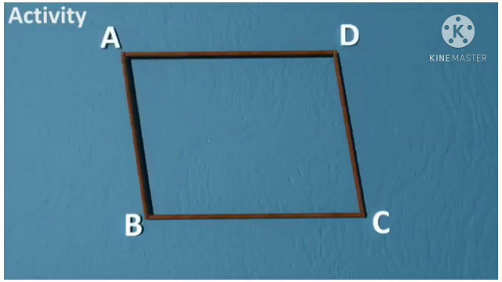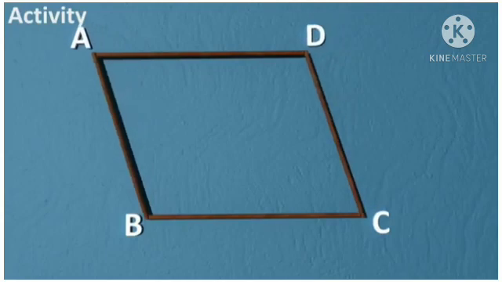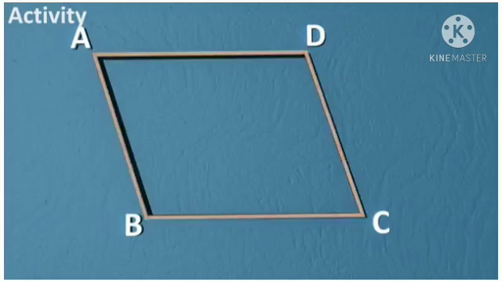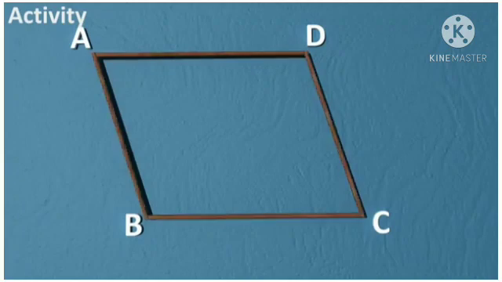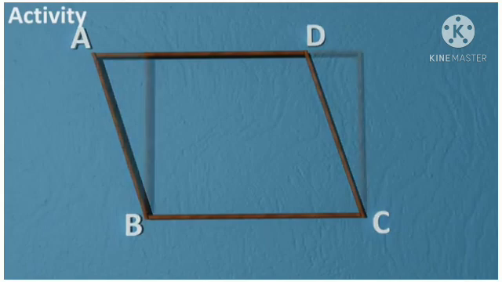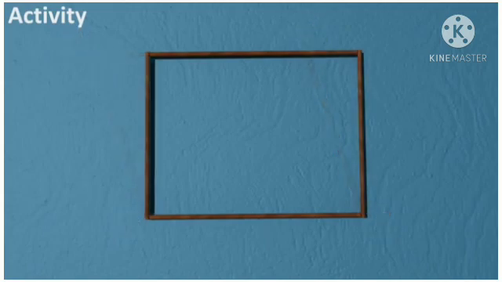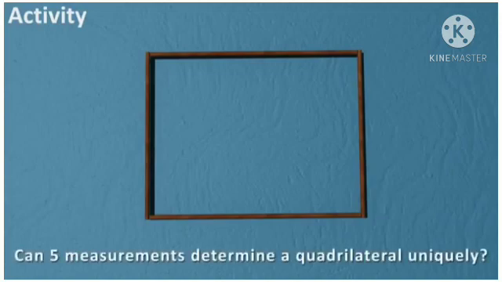Give another push in different direction, you will get new shape. That is, another parallelogram which is altogether different, yet the four measurements remain the same. This activity shows that four measurements of a quadrilateral cannot determine it uniquely. Can five measurements determine a quadrilateral uniquely?